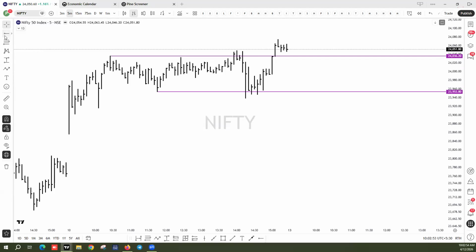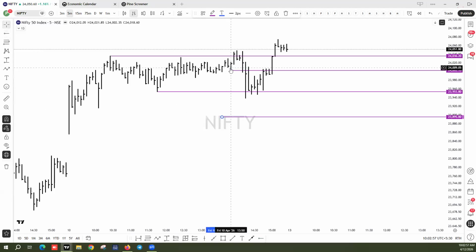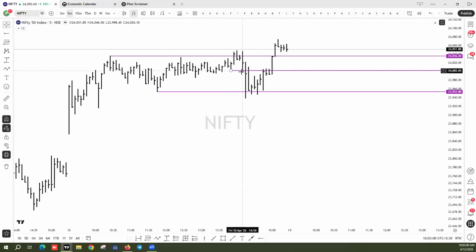So if this is a breakout, the last point of support is here. This is LPS. Price went up, came down, then breakout. So this is LPS, and your stop loss should be below LPS. Once it came down below LPS, you have to exit.